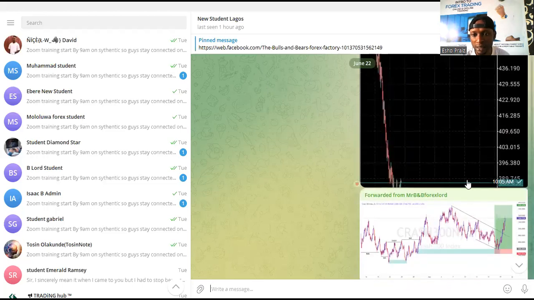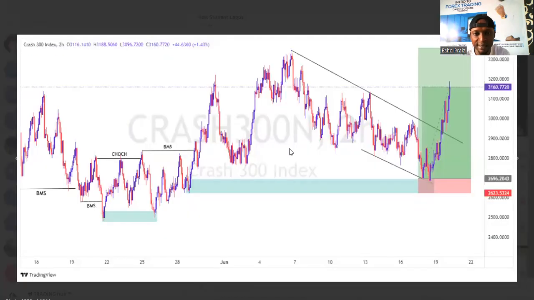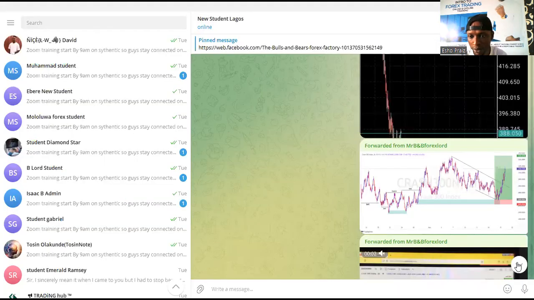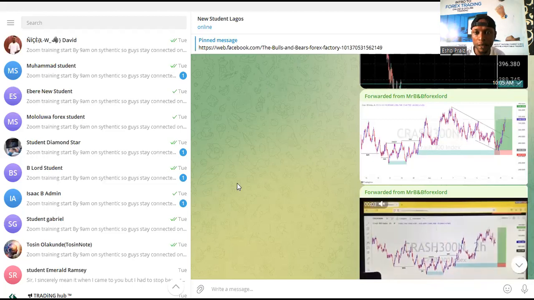You can see that is Crash 300. We took it, and then this is the current market. Let's check the chart. Let me share screen back. Okay. All right.